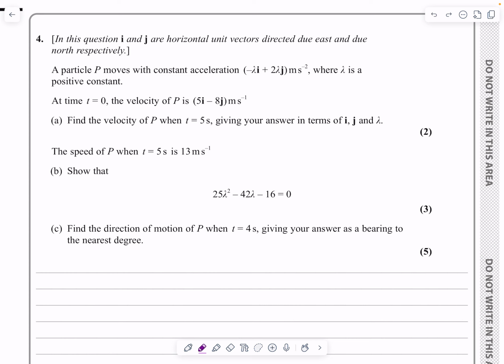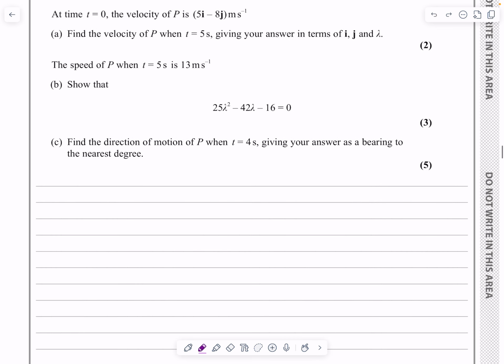It says a particle moves with a constant acceleration of minus lambda i plus 2 lambda j, so that's my acceleration. It says at time t equals 0, the velocity is 5i minus 8j, so that's going to be u. And then it says, can we find the velocity, v, when t equals 5 seconds, and give everything in terms of i's, j's, and lambdas. So yeah, absolutely. Let's just set out our SUVAT and see what we've got.